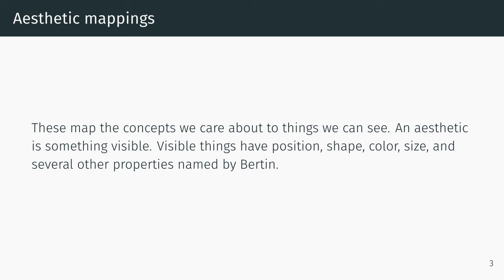An aesthetic is something visible. Visible things have position, shape, color, size, and several other properties named by Bertin. Actually, the other properties, I think, are texture, orientation, and value. So these are the aesthetic mappings.